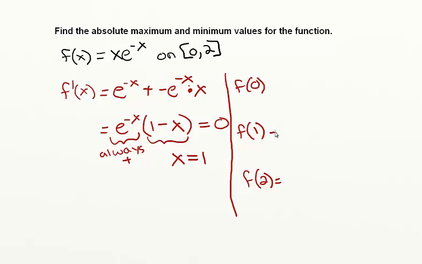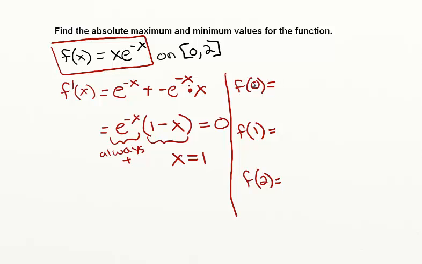So notice we're taking the original function. I see a lot of students trying to plug these critical points back into the derivative. We already know the critical value has a derivative of 0, but that's only to figure out where there could be a potential maximum or minimum. Okay? So we need to plug these values back into the original function.